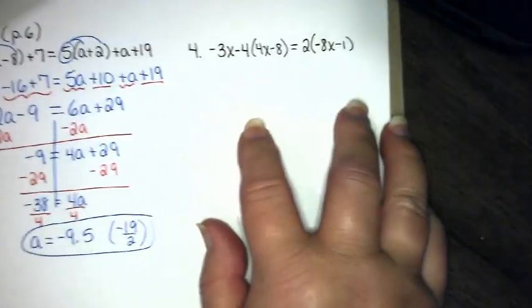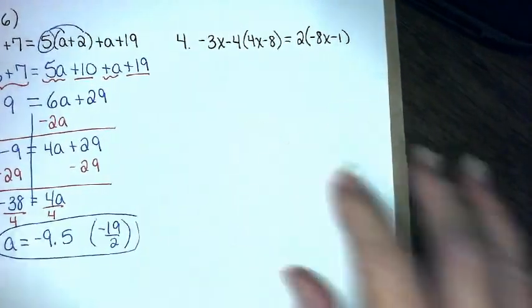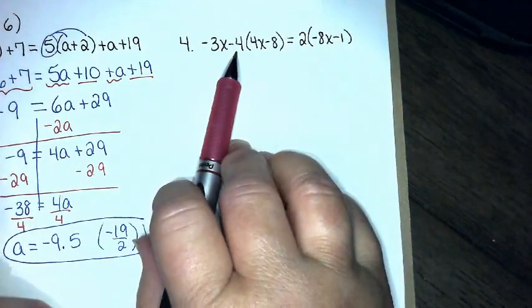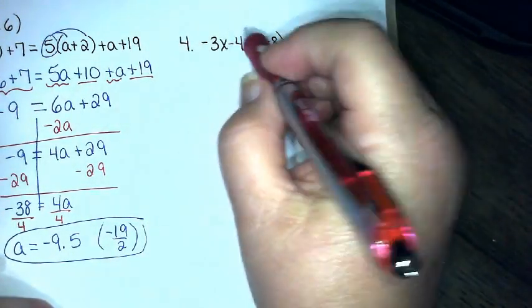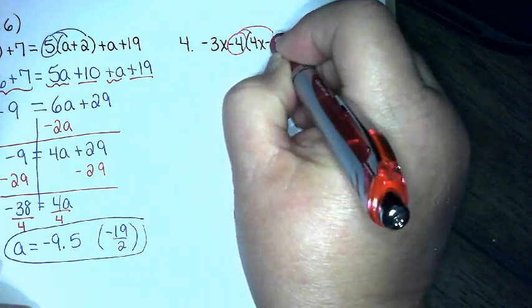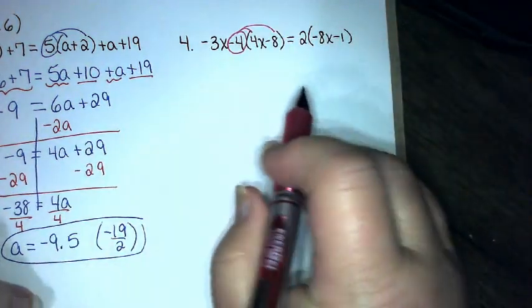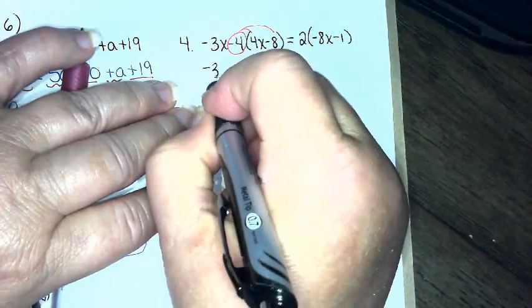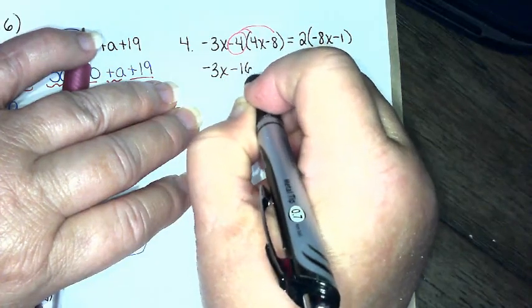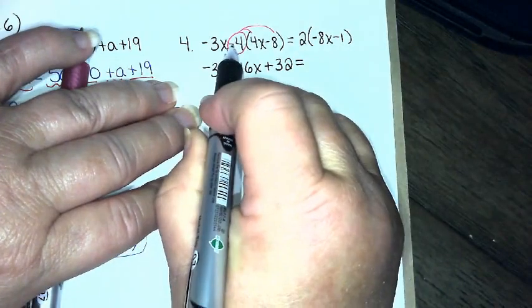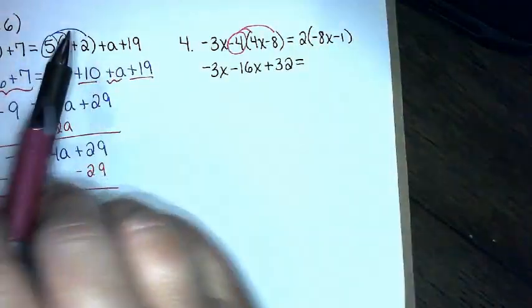Let's try number 4 for practice, and then you can do some others on your own for practice. So again, we've got some parentheses we need to distribute. Be careful with this first one. We're going to distribute a 4, but it's not just a 4, it's actually a negative 4. So be careful distributing that. So that's going to give me negative 3x minus 16x plus 32, because I had a negative 4 times a negative 8. Be very careful.